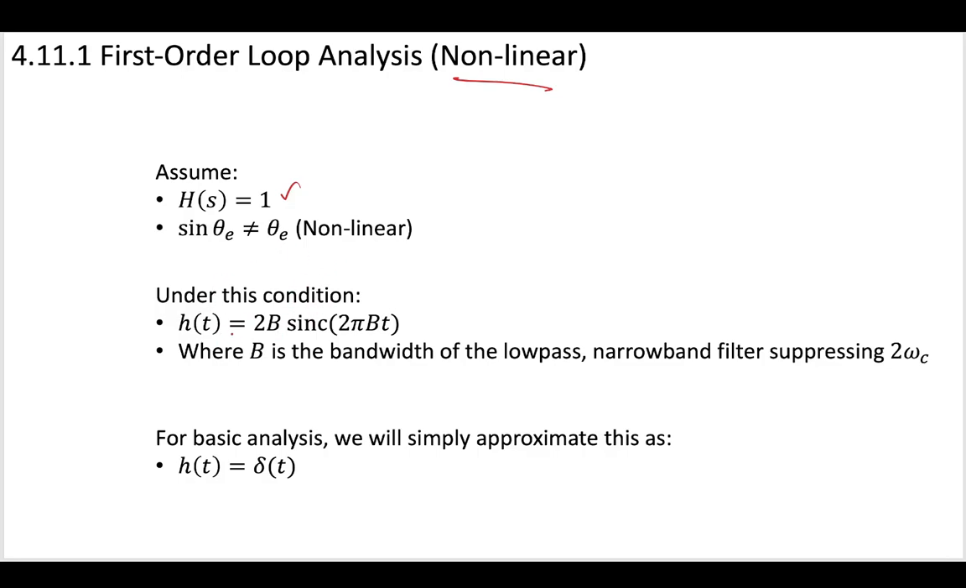Under this condition, the time domain transfer function is going to be 2b sinc(2πbt). Now recall, our sinc functions look something like this. And you could think of this as being a very narrow bandpass filter. It would suppress higher frequency terms because this doesn't contain as much energy. So we're just going to approximate this for this situation. We're going to say that in this case, the filter in time domain is basically going to be an impulse.